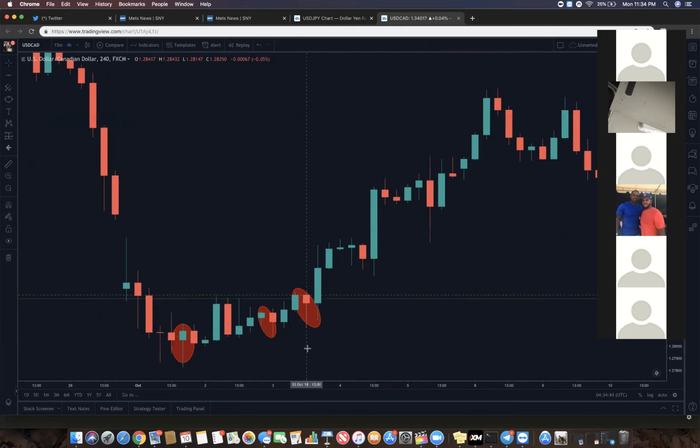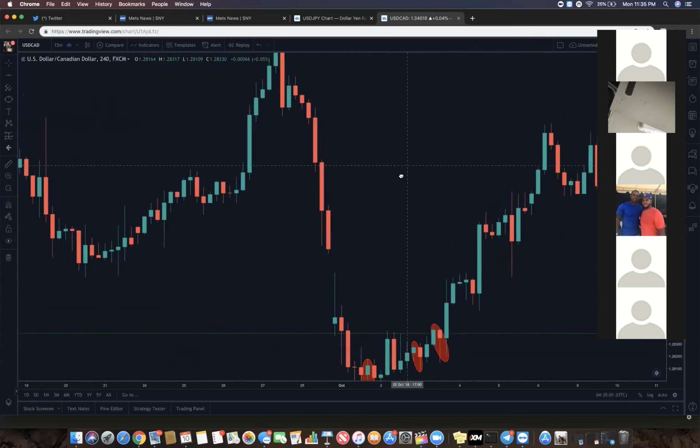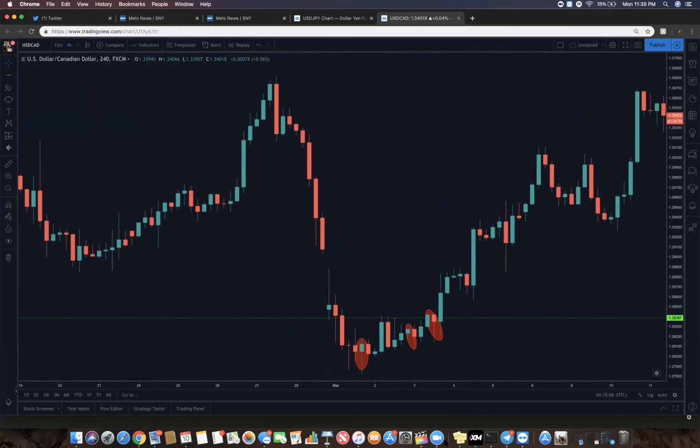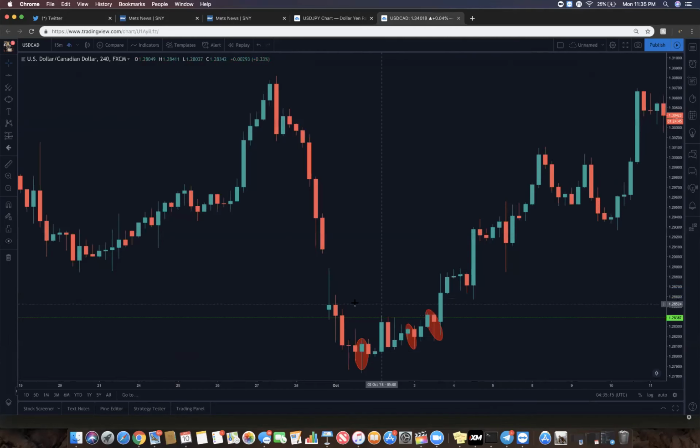So we have a hammer right here. We have it formed at support. Not only that, but the next candle engulfed it, meaning it's bigger than that. So as I can see here, the market was dropping, right? And one of the things that you want to always keep in mind is when the market is dropping, in this case, our goal is to find that the candle is at support and it's showing that the market is no longer going to continue going down.